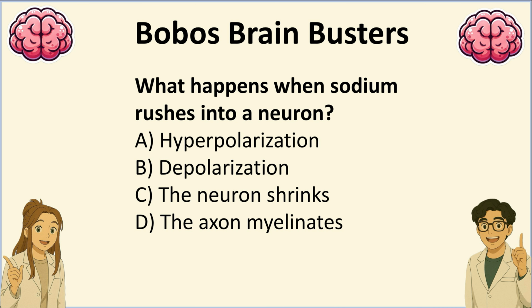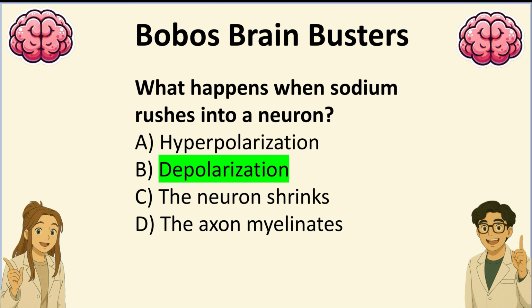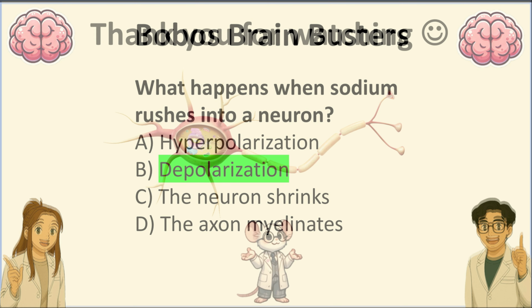Question 4. What happens when sodium rushes into a neuron? Is it A, hyperpolarization, B, depolarization, C, the neuron shrinks, or D, the axon myelinates? And the correct answer is B, depolarization.